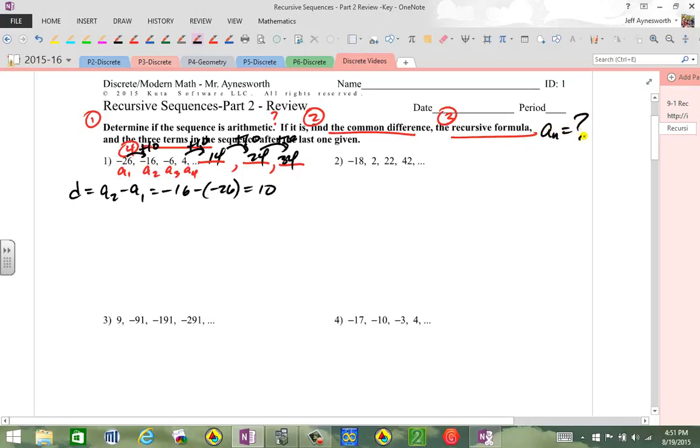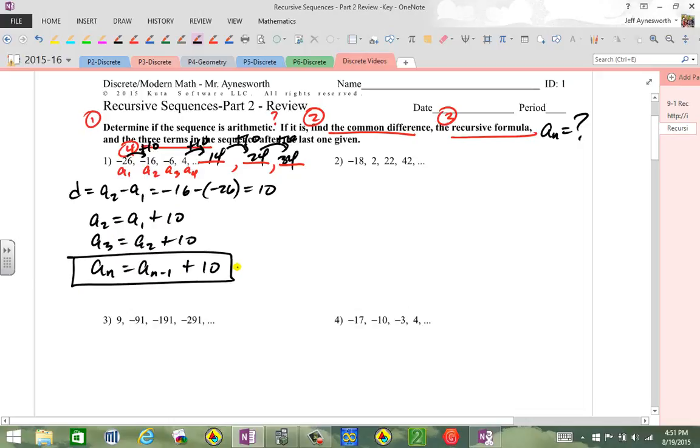Equal to, notice that the second term was based upon the previous term, a sub 1, and then you add 10. The third term was equal to the second term plus 10. So I say in general that a sub n is equal to the previous term, which is a sub n minus 1, plus 10 more. That right there is what's called the recursive formula or recursive rule for the sequence. And you just need to get good at it.